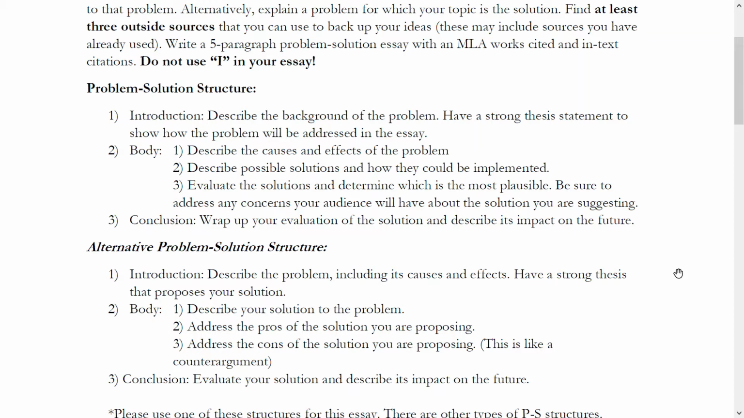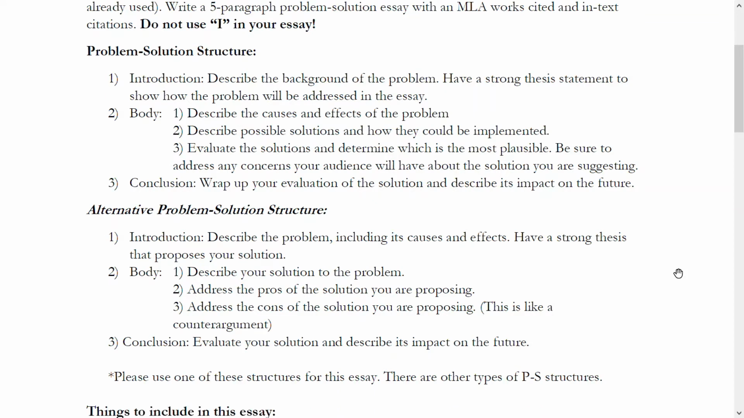And in your conclusion, you're going to wrap up your evaluation of the solution and say, okay, this is the best solution, and this is how it will improve things in the future. Your second alternative structure, it's similar but just a little bit different. Here you have in your introduction a description of the problem and you put the causes and effects here. And then your strong thesis statement proposes your solution, or at least leads into your proposal. Maybe it's a little bit more vague. Your first body paragraph is detailed description of your solution to the problem. So first body paragraph, all about the solution, because you've talked about the problem in the introduction.